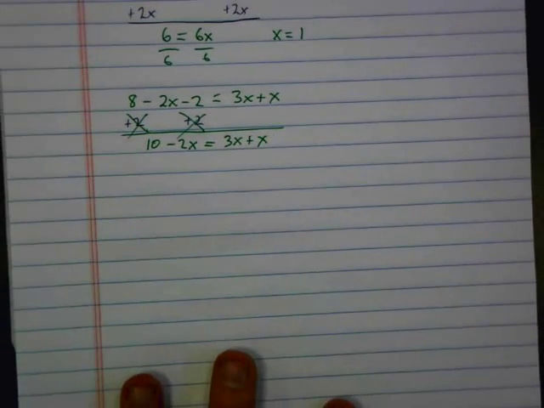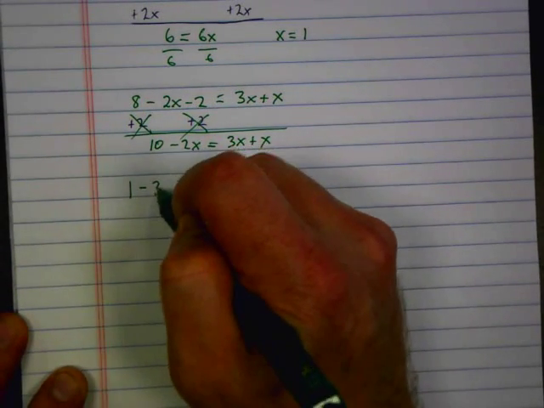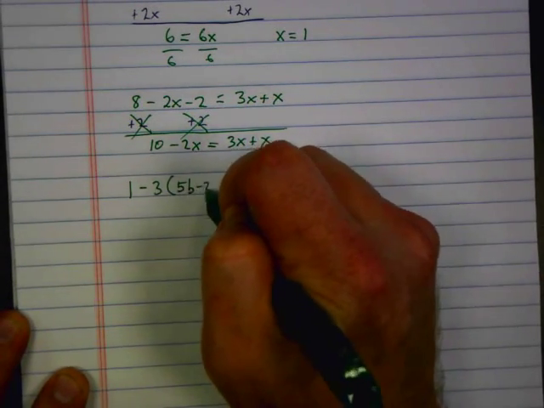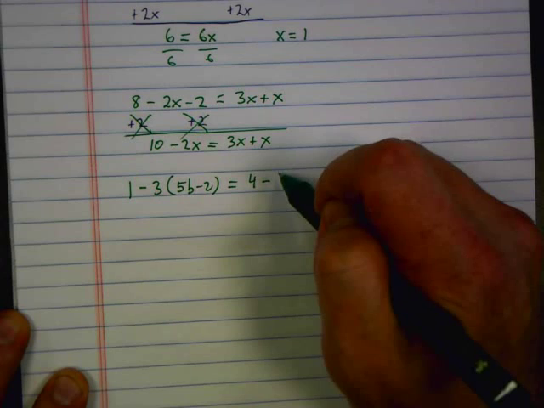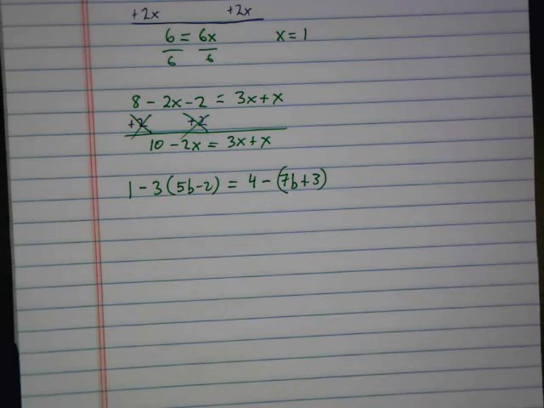All right, well, let's see, they got some fun ones here. How about 1 minus 3 times 5b minus 2 equals 4 minus 7b plus 3, and the 7b plus 3 is in parentheses. What do we do? You got to do the parentheses first. Basically, you got to clean up the left-hand side, and you have to clean up the right-hand side.